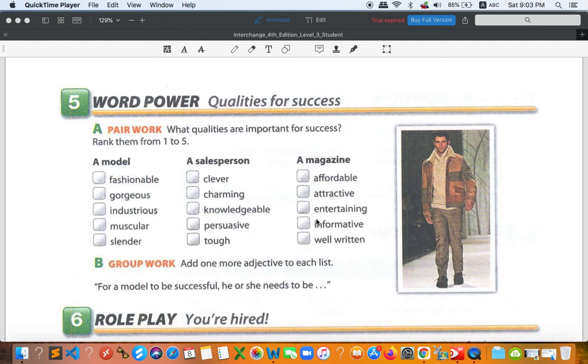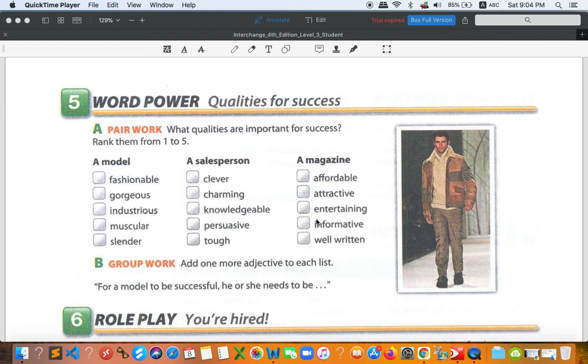So we know all the meanings. Let's try to number all together. To become a successful model, what should be the first one? I don't know. To me, gorgeous, fashionable, slender, industrious, and muscular. Okay, you might have different ideas. It doesn't matter. All right, so let's move on to the second one, a salesperson.